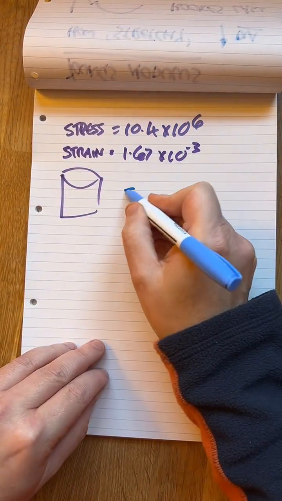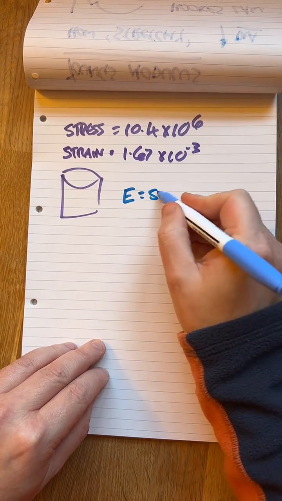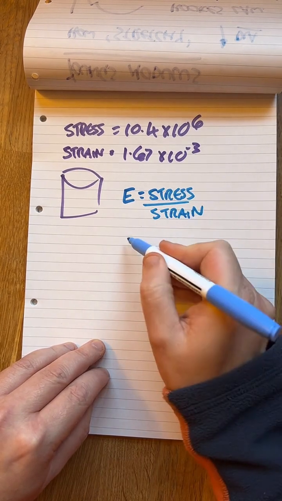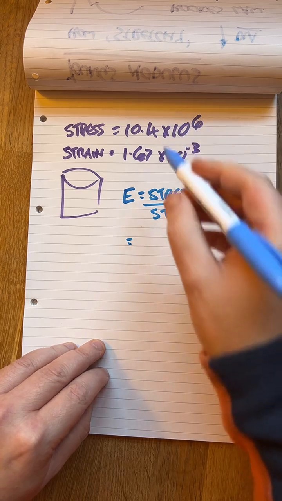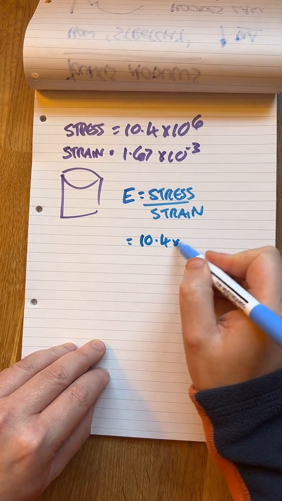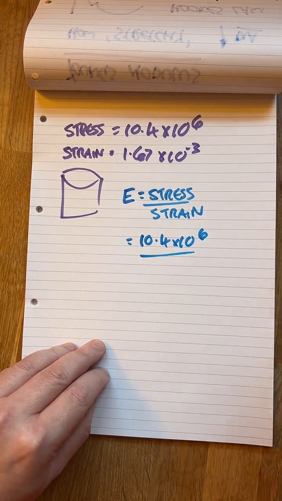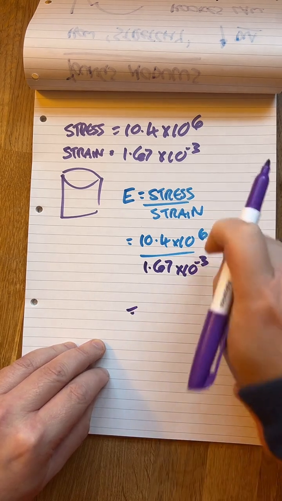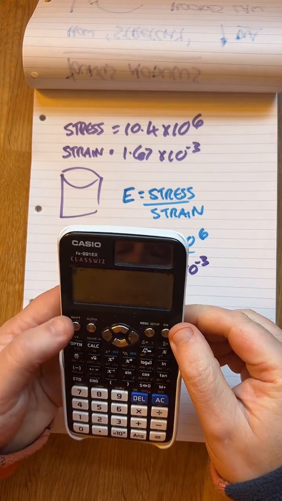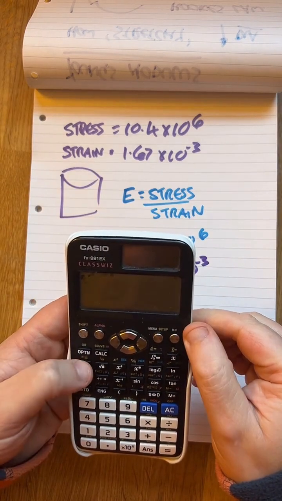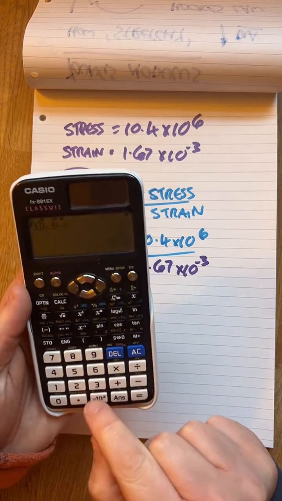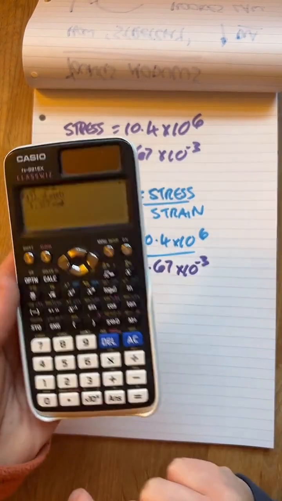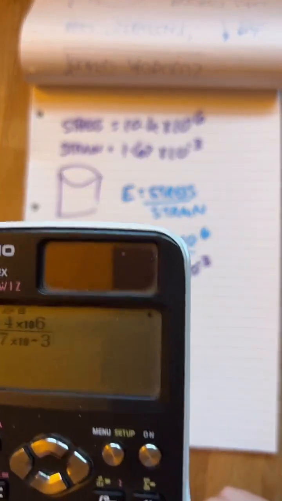What is the Young's modulus? E is Young's modulus. It's stress divided by strain. We're doing a bit of materials now. So all you've got to do is the stress divided by the strain. Make sure you do the 10 to the 6: 10.4 times 10 to the 6 divided by 1.67 times 10 to the minus 3. Don't forget the 6 and the minus 3. The bigger this number is, the less stretchy it is. We'll divide that, and that's what you get.